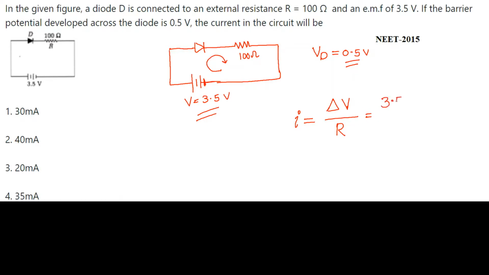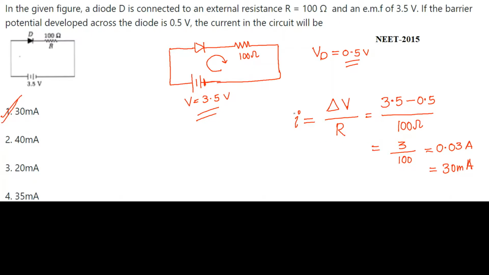This will become 3.5 minus 0.5 divided by the resistance, which here is 100 ohms. So this will become 3 divided by 100, which is equal to 0.03 amperes. But here see, the options are in milliamps. If I convert, this will become 30 milliamperes. This is the correct answer. The first option is the right answer. I hope you are getting this.